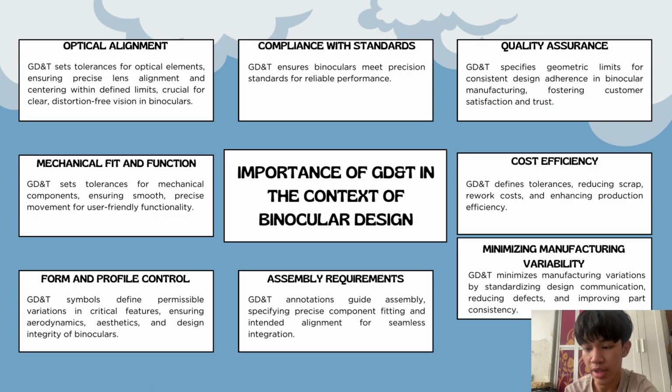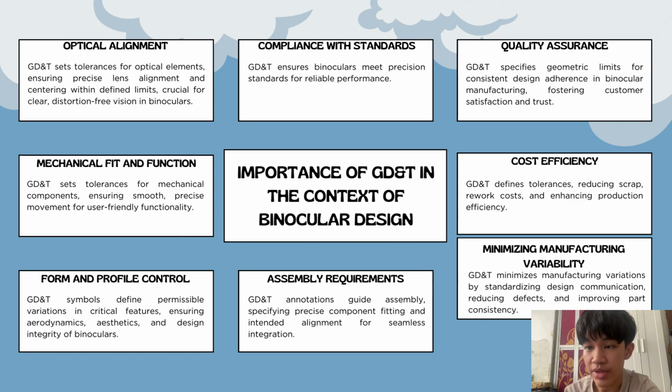Okay, so the next point is the importance of GD&T in the context of binocular design. We have 8 points here. The first point is optical alignment. GD&T sets tolerances for optical elements, ensuring precise lens alignment and centering within defined limits, crucial for clear, distortion-free vision in binoculars. Next, we have mechanical fits and function.